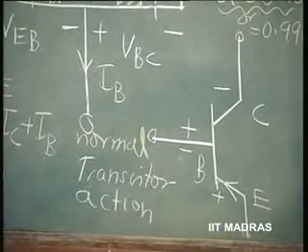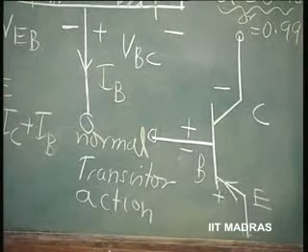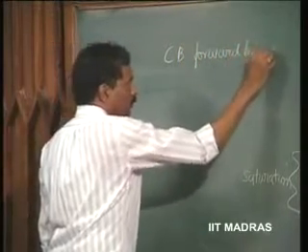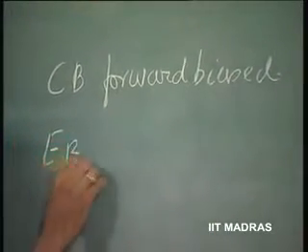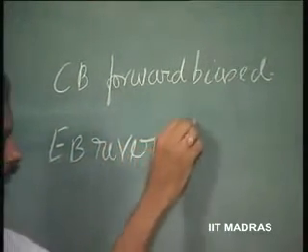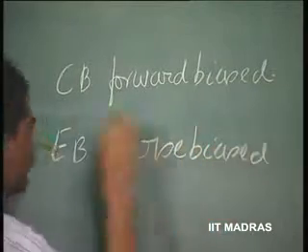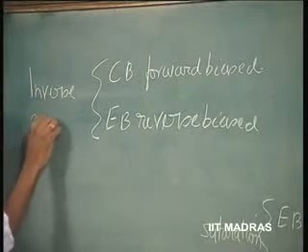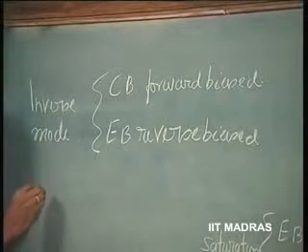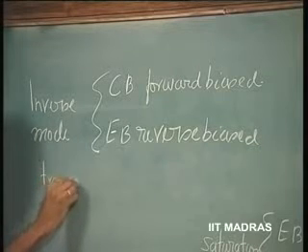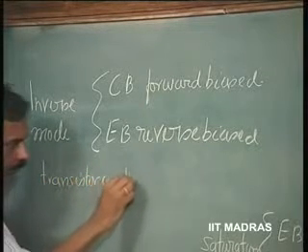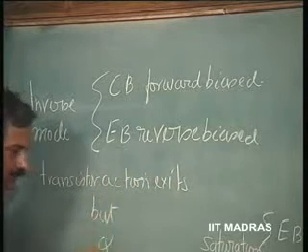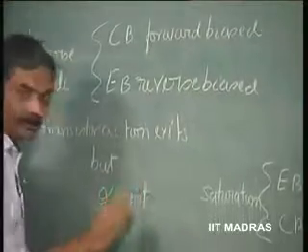And therefore, if collector base is forward biased, emitter base reverse biased, the transistor is in the inverse mode. In this, transistor action takes place, exists, but alpha is not close to 1.